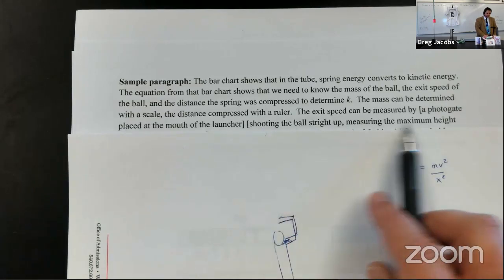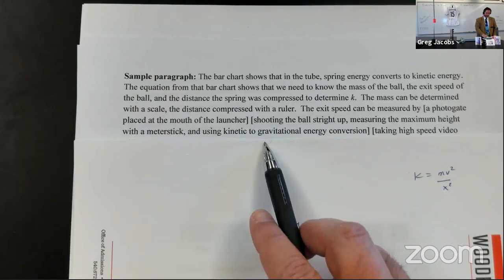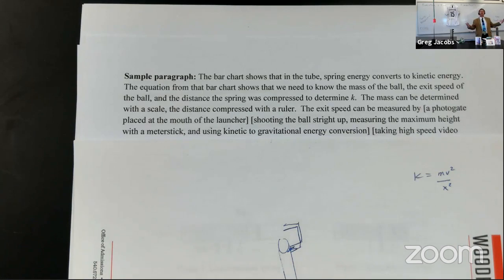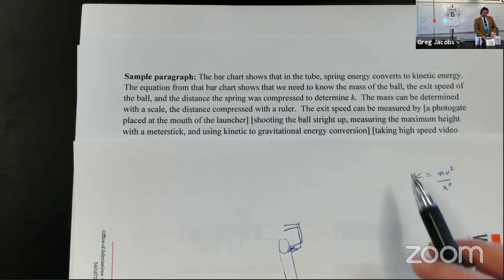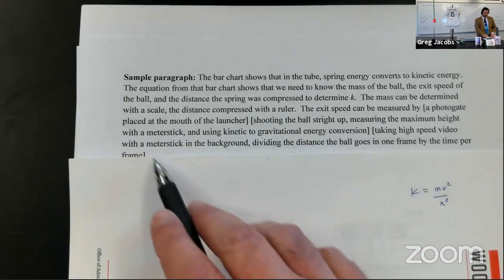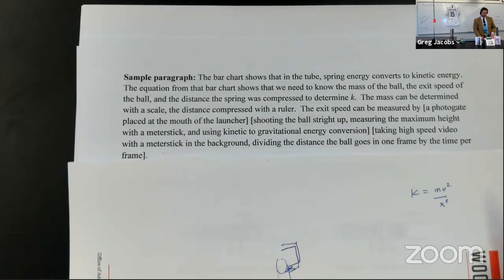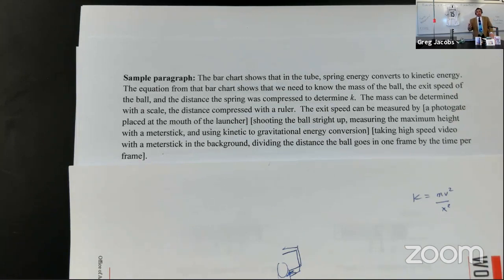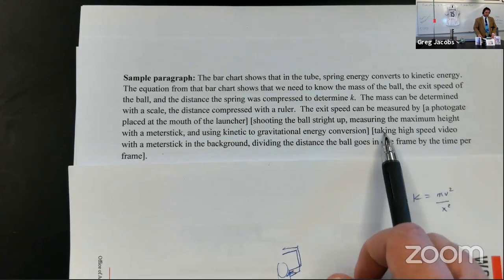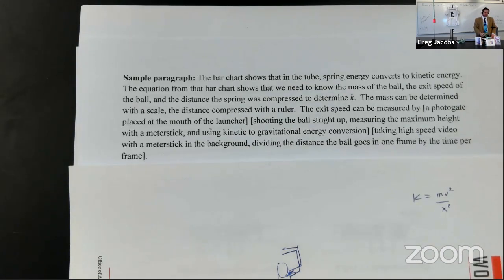Shooting the ball straight up, measuring the maximum height with the meter stick, and using kinetic to gravitational energy conversion. Notice that I don't need to do the math. I just need to say this is what I'm going to do. The problem is just asking you, how would you find speed? All right, well, that's how I'd find speed. I've communicated. Taking high-speed video with a meter stick in the background, dividing the distance the ball goes in one frame by the time for a frame. Any of those are legitimate methods. Doesn't matter, but look how I've expressed them succinctly, one sentence, so that this whole paragraph is only about 4 to 5 sentences. That's good stuff.